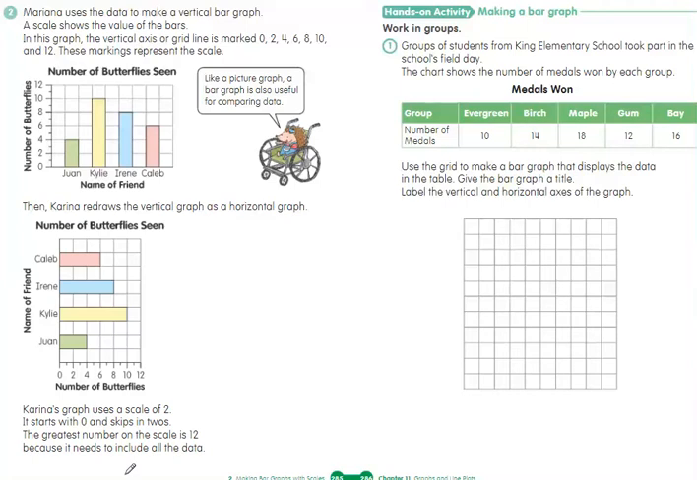It starts with 0 and skips in 2s. The greatest number on the scale is 20 because it needs to include all the data. So I couldn't go only up to 8 on this graph, because if I went up to 8, then the bars would be too far for the graph.